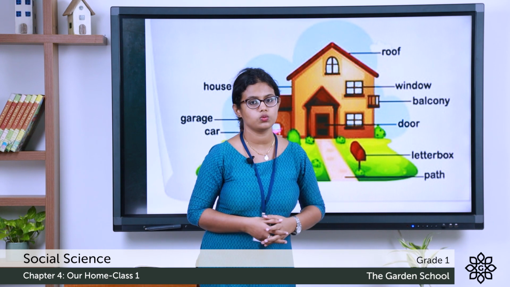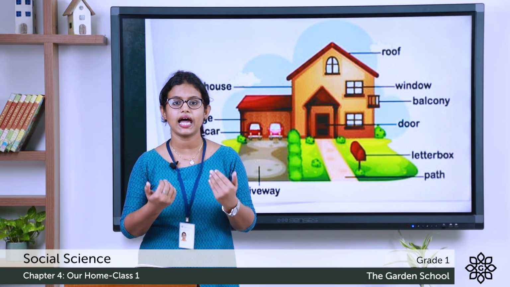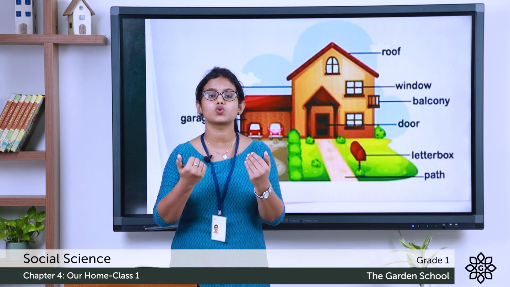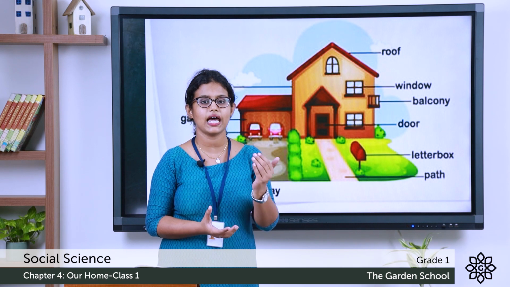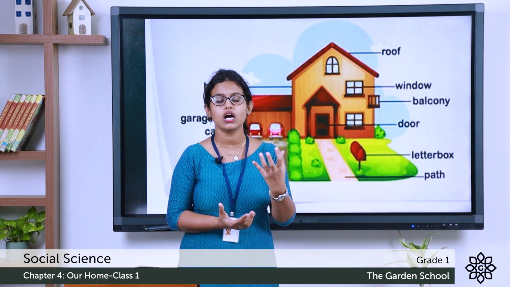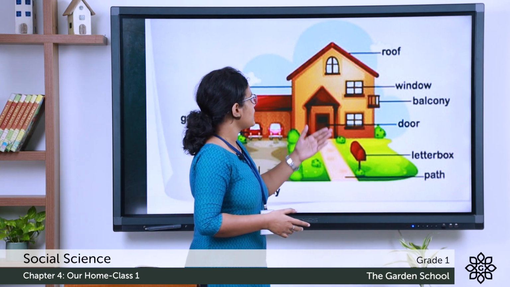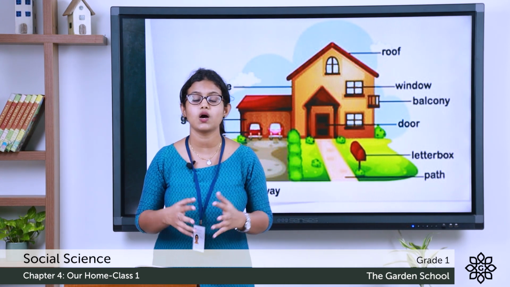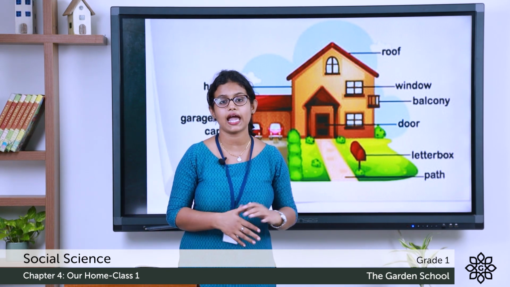Now the window. Every house has windows. So the light and the air comes through the window. That is why we always say, open the windows. So the light and the air comes to the house and it makes us even fresh. And next one is the balcony. Some of the houses have balcony. So balcony is a place where we can just stand.